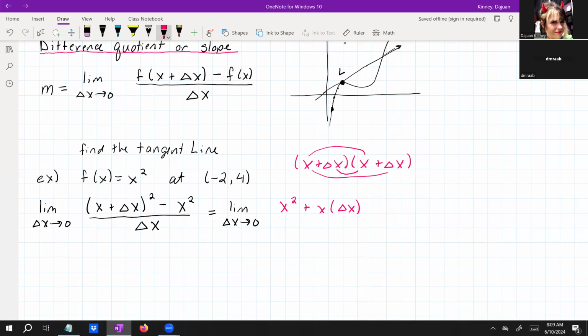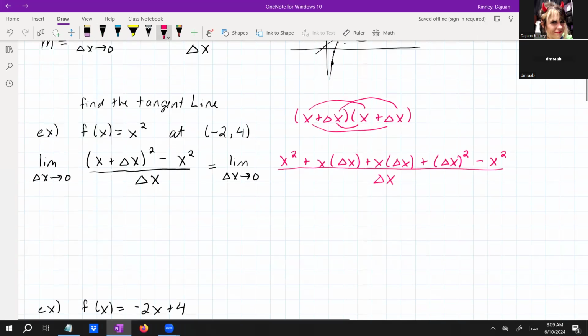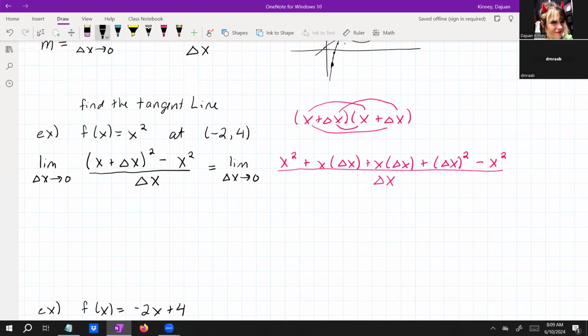My outer terms, we're going to get the same thing. And finally, my last, again, this is a weird one to write, so I'm just going to write delta x squared. Parentheses are your friend. Okay, so that was the first part, minus x squared all over delta x. I did not give myself much space, but that's okay. We'll make it work.